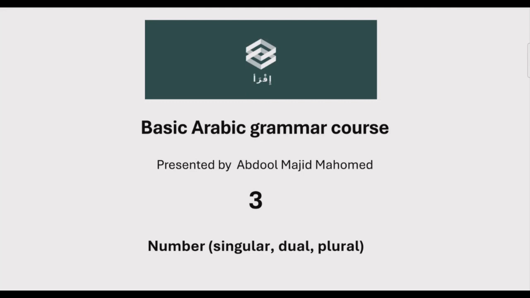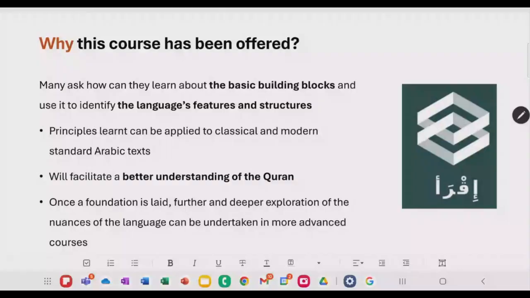Okay, welcome to the third lesson in this series. Essentially, the aim of this course is to give you some of the building blocks that will help you identify the language's features and its unique structures and the way it operates. So the principles that we're hoping to learn can be applied to both classical texts, in particular the Quran, which is the par excellence of all texts.